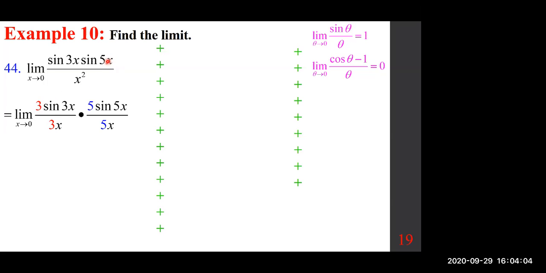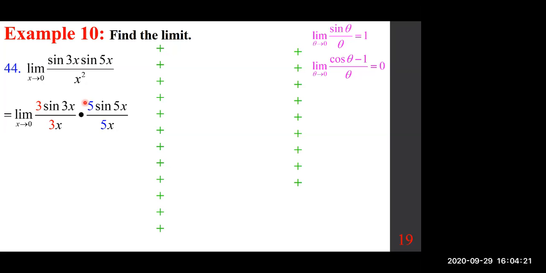Now look at this part. Sine 5x over x. Because this is sine 5x, you need 5. So you multiply by 5 and you multiply the top by 5. I hope everybody can see what I have done.